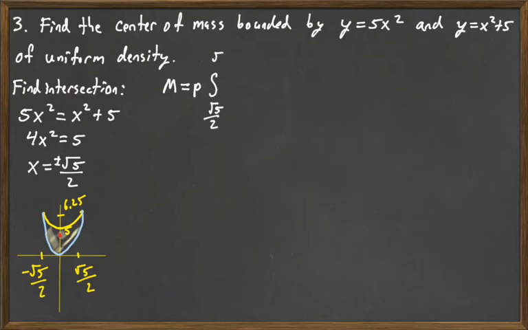Oh, we lost our negative sign here. Oops. Let's put our negative sign in there. All right, I might have undone it by accident. So here is the upper function minus the lower function.